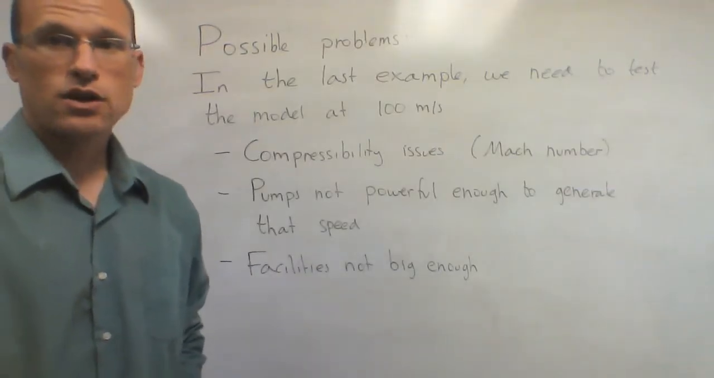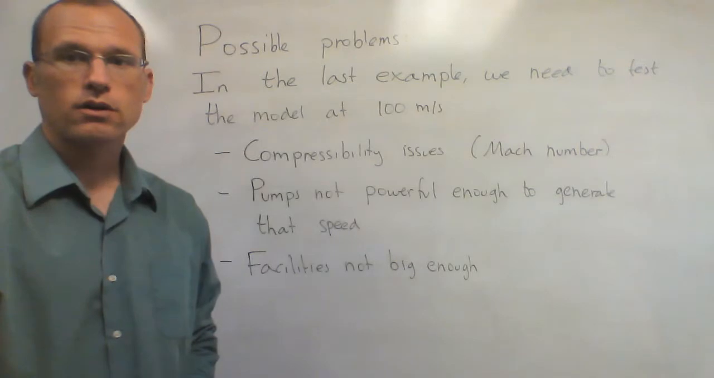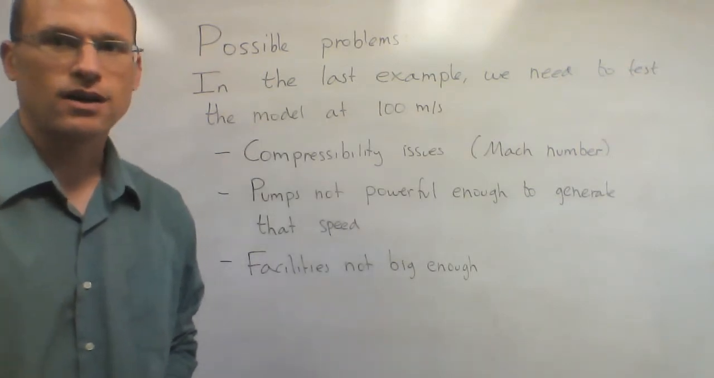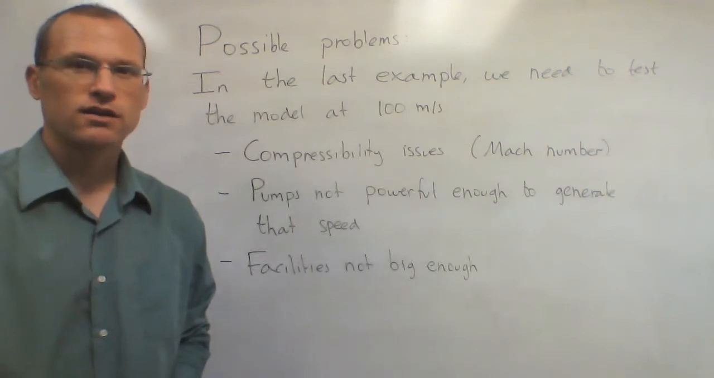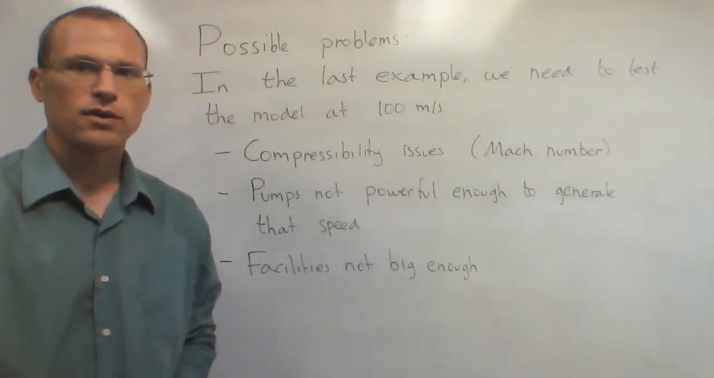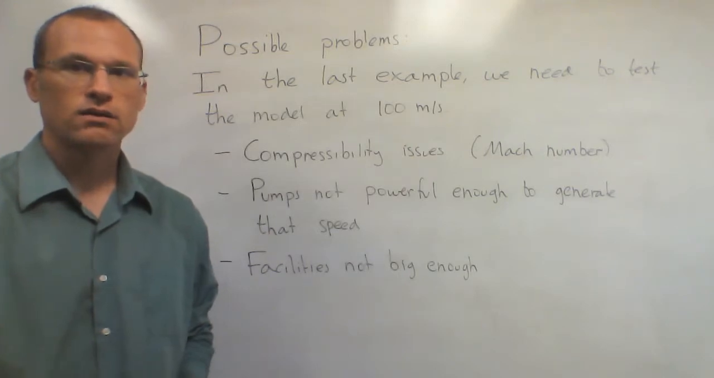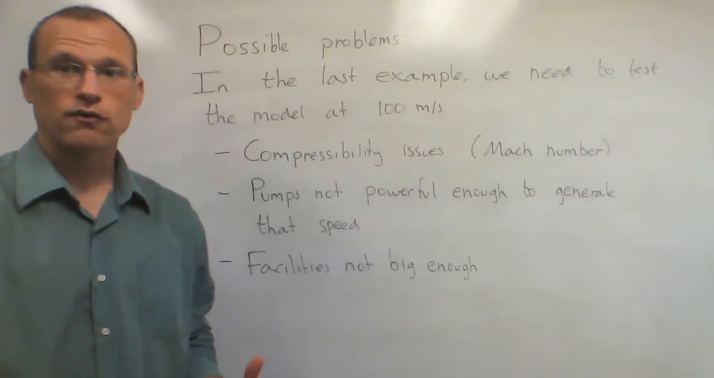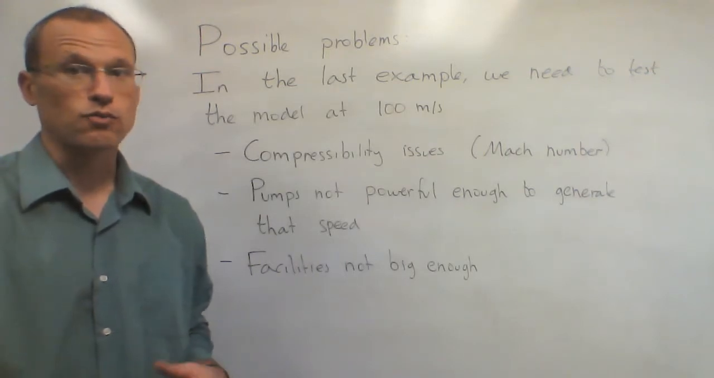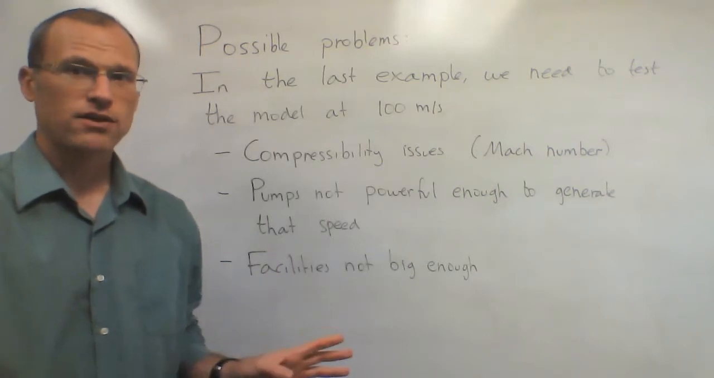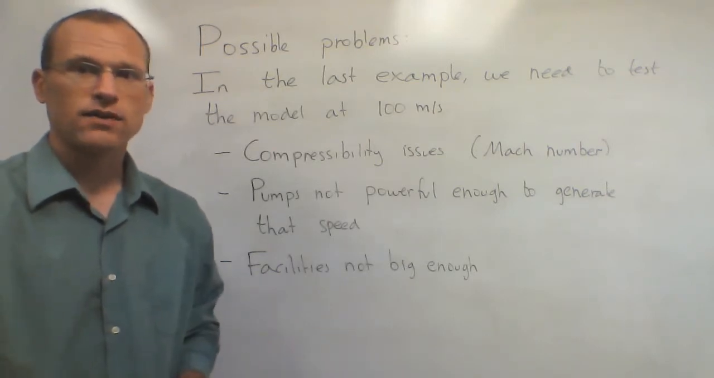So in the example we just saw, we need to test our model at 100 meters per second, but that itself may pose a few problems. 100 meters per second, that's pretty fast. So a couple of things could be a problem with that. For one thing, the wind tunnel might not be able to generate that amount of speed. The pumps might not be powerful enough, so you may have to go looking for a more expensive wind tunnel, which again is a bit of a problem. The main problem with that though is compressibility effects.